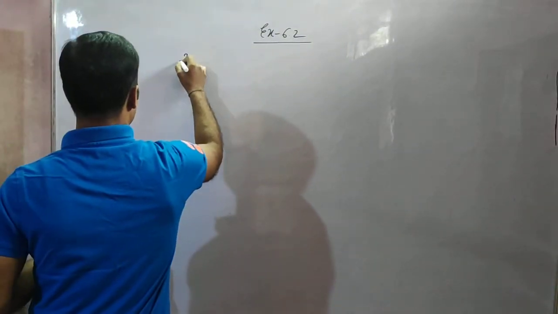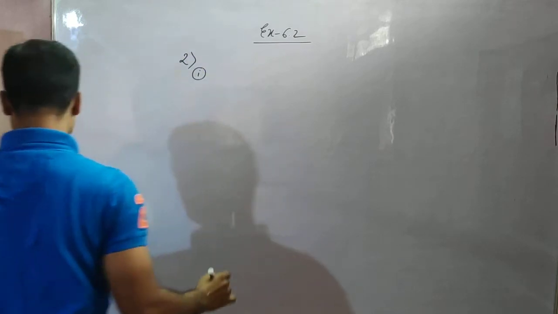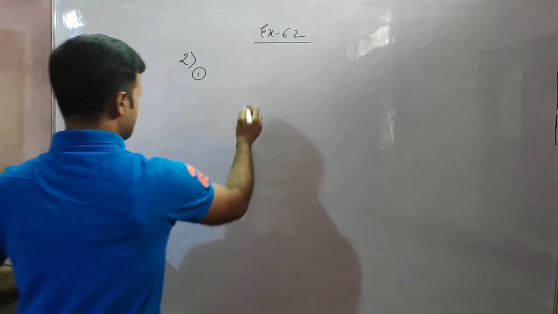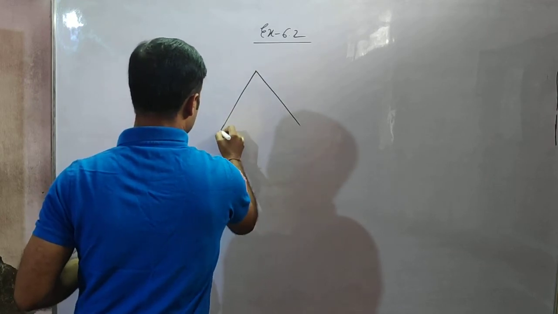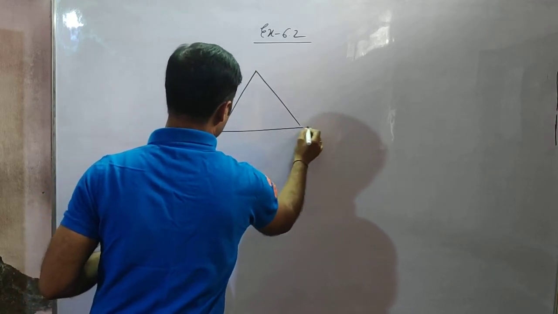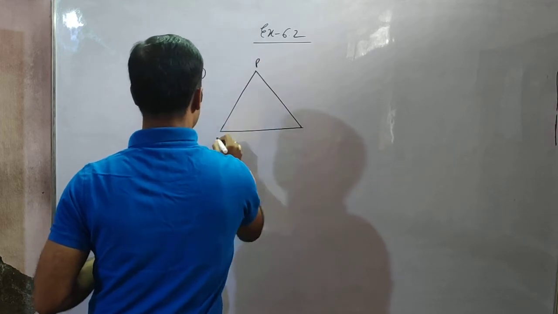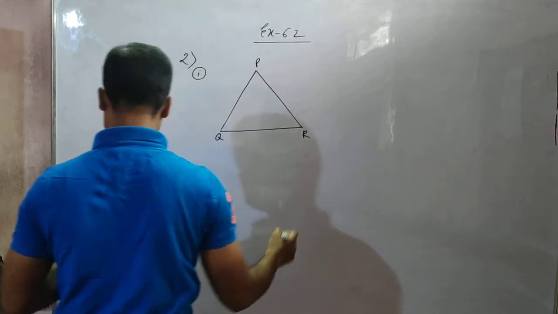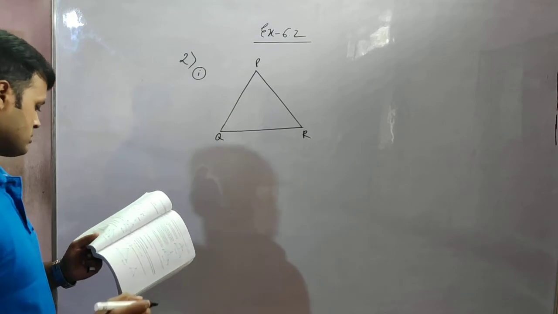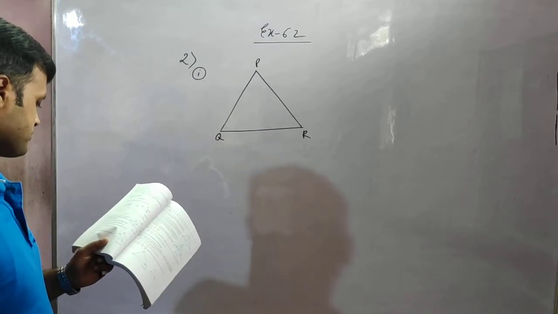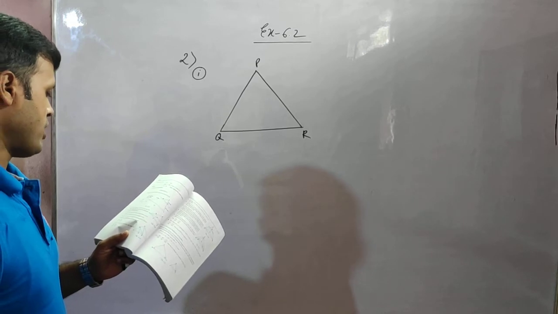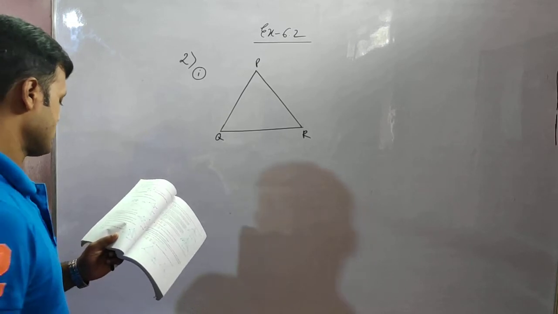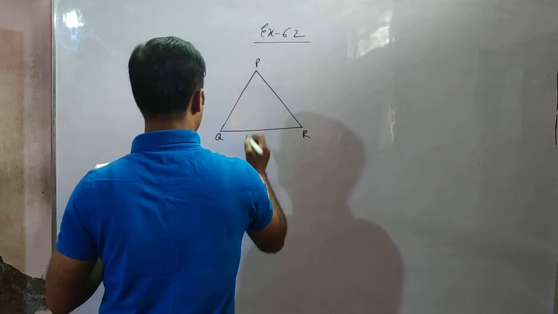Number 1. So one triangle is there, the triangle PQR, any triangle. Now you see, E and F are the points on the sides PQ and PR.